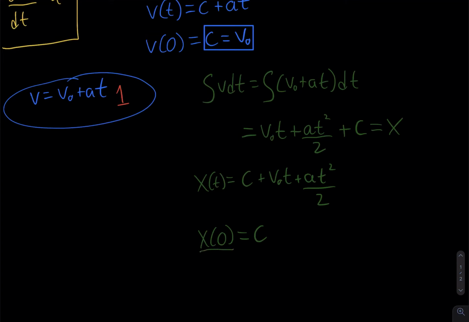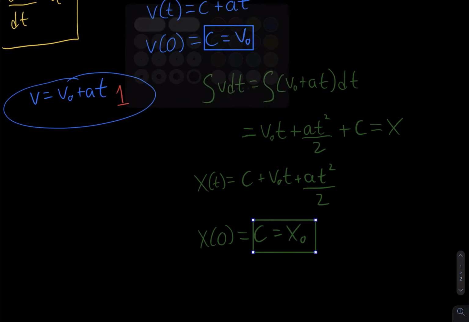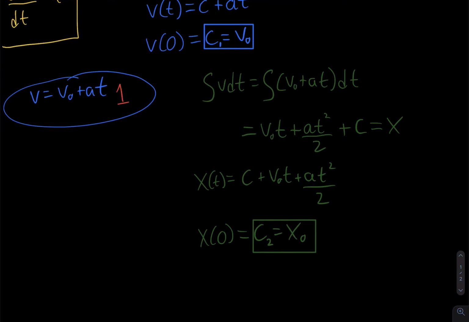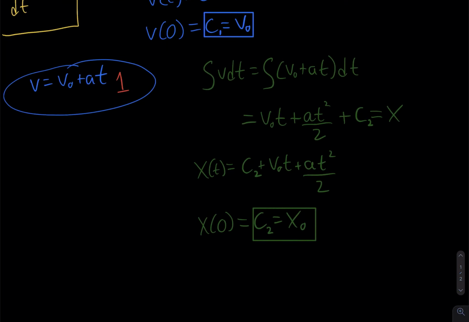Well, my position at time 0, that's just my initial position. That's wherever I started at. So here, we have c equals x naught. And just to distinguish, I'll call this C2, and up here, I'll label this C1, so we know that there was a difference in these two. And so this is C2 right here and right here. So my position at time 0 is equal to this constant of integration, but that's just my initial position. So let's substitute that in and go from there.